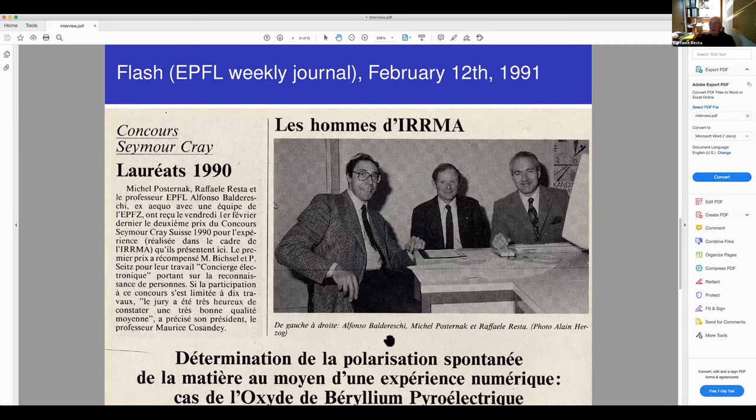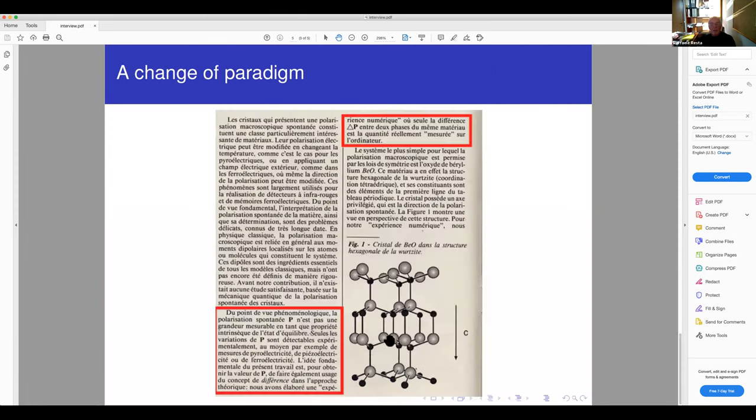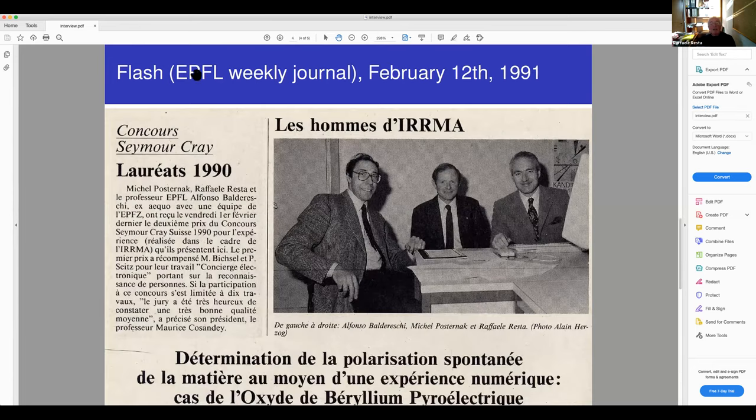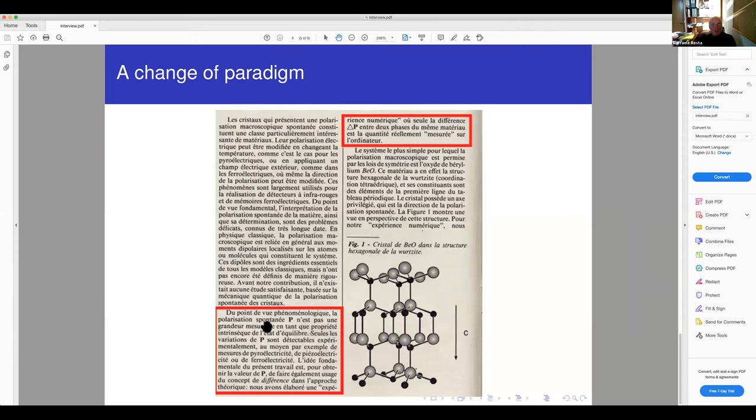This is a brute force calculation, but the message we gave here, this is the journal, this is Flash. Anyhow, this is Flash, the journal. I don't know whether it's still called Flash, the weekly journal of the students of EPFL. But here in Flash, we wrote in French, I translate: from the phenomenological viewpoint, spontaneous polarization is not something which can be measured as an intrinsic property of the equilibrium state, because experimentally you only measure variation of it.